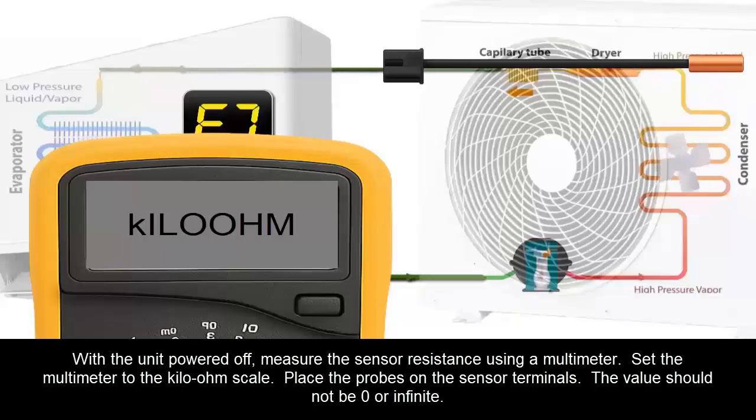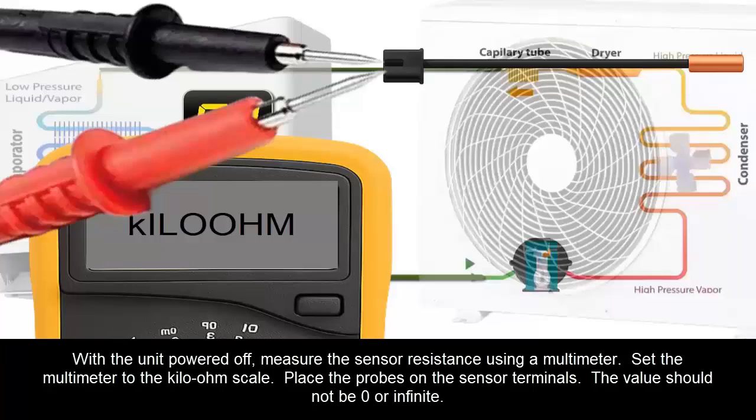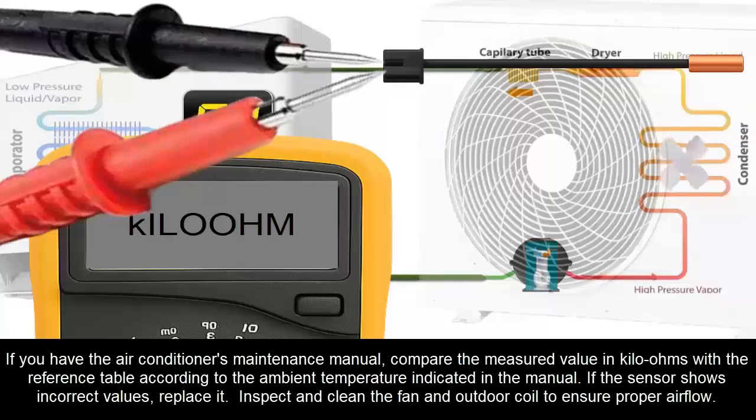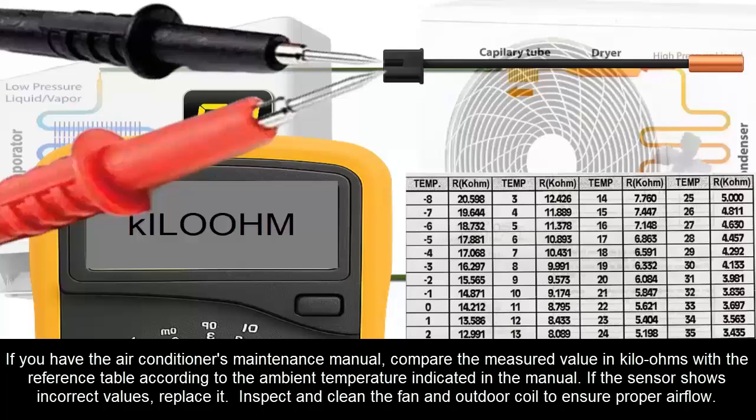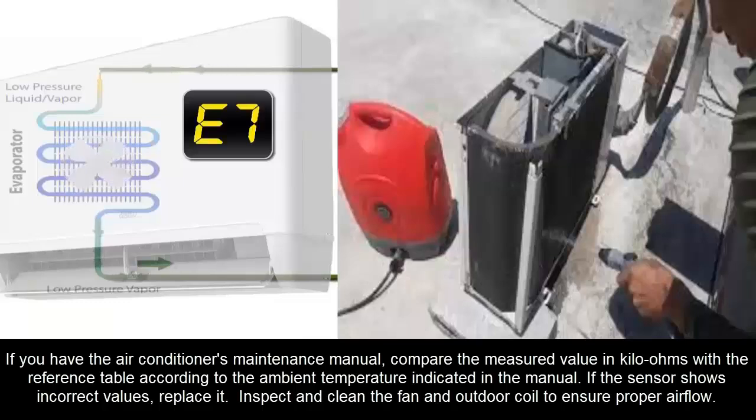Set the multimeter to the kilo-ohm scale. Place the probes on the sensor terminals. The value should not be 0 or infinity. If you have the air conditioner's maintenance manual, compare the measured value in kilo-ohms with the reference table according to the ambient temperature indicated in the manual. If the sensor shows incorrect values, replace it.